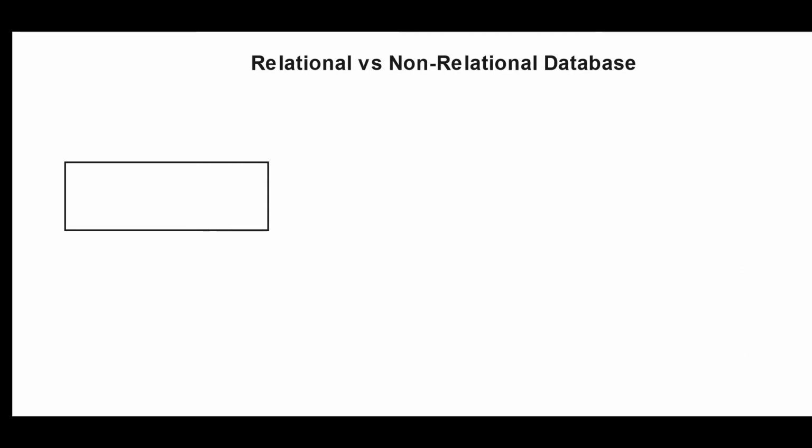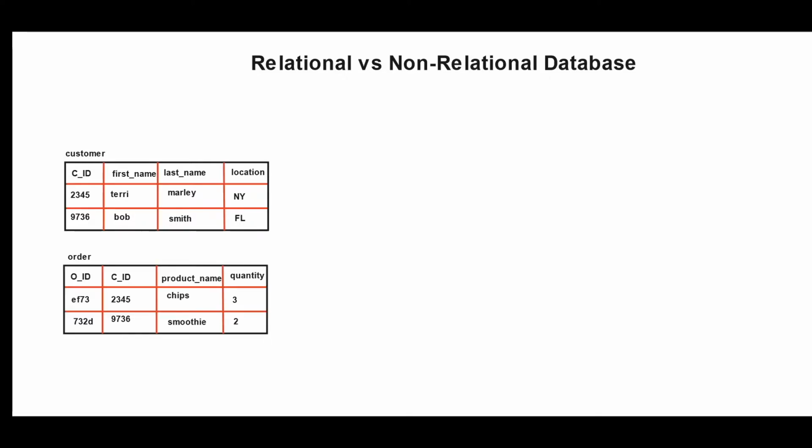So first, let's start with the difference between relational and non-relational database. Relational database stores data in tabular format of rows and columns that comprises of tables. So relational database uses tables that are connected to each other. In this example, we see that the customer ID key is referenced in both customer table and order table.